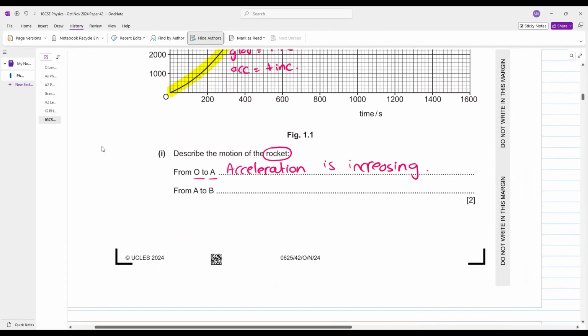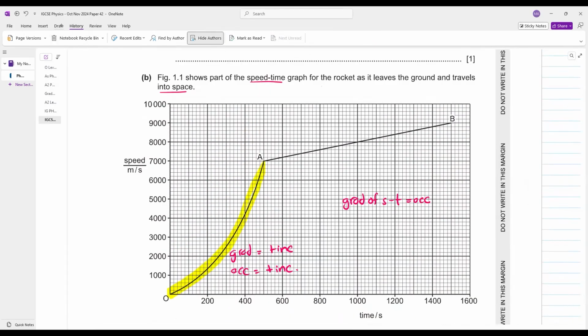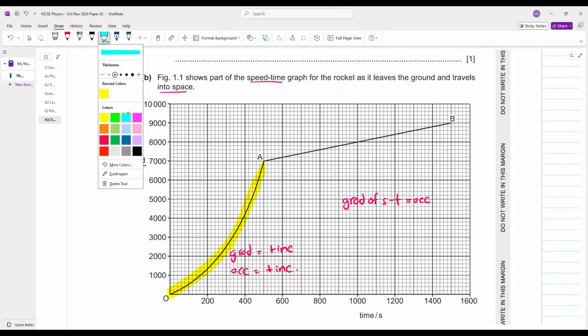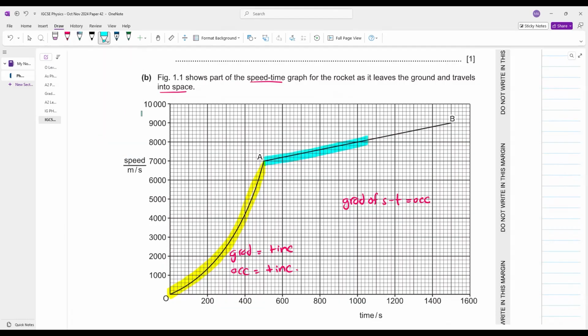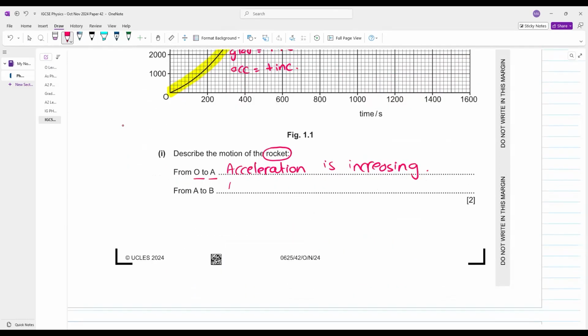What is happening from A to B? If you analyze from point A to point B, you have a constant gradient. The gradient is constant and positive. What does this mean? Your acceleration will also be constant and positive. So let's write it here: acceleration is constant. You can say uniform as well. Both of them are the same thing. Constant and uniform are interchangeable words. Always remember this; it was very useful in AS level as well.